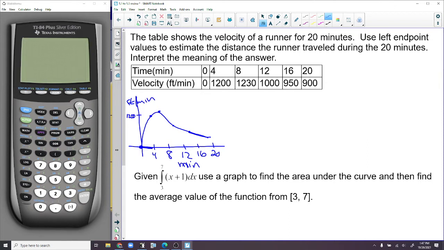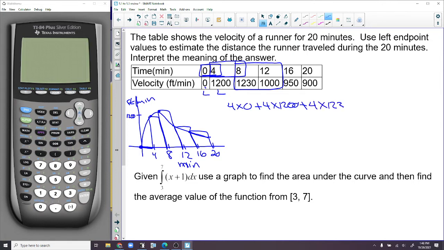So there's the first left endpoint. It's at 0. Left endpoint, left endpoint, left endpoint, left endpoint, like that. So there's the rectangles that we're going to use to estimate. But they're all 4s. So here's the first rectangle. So we have 4 by 0, because here's the left side. And then the next rectangle right here, this is the left side. So plus a 4 by 1200 plus a 4, there's 4 again. And we could factor out a 4 by 1230 plus, there's the next rectangle, base of 4. So 4 by 1000. And finally plus this one, which would be another 4 by 950.